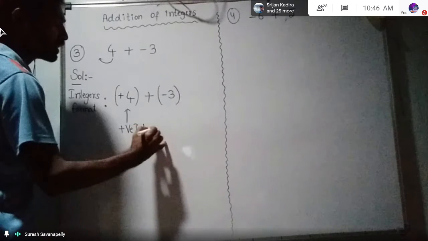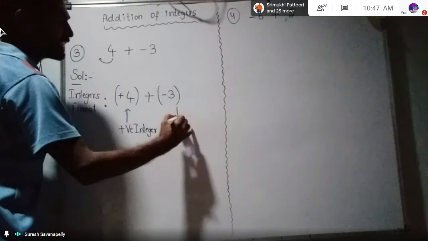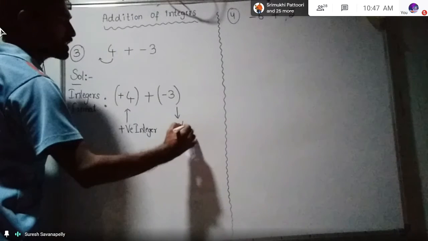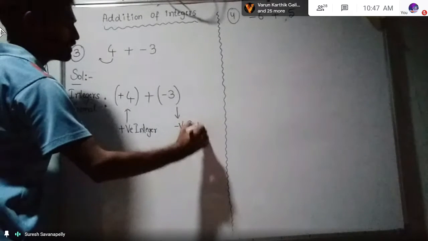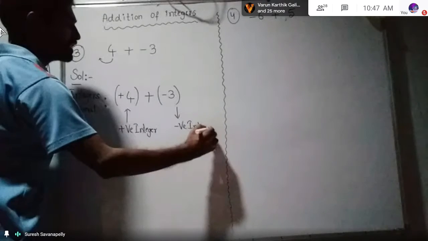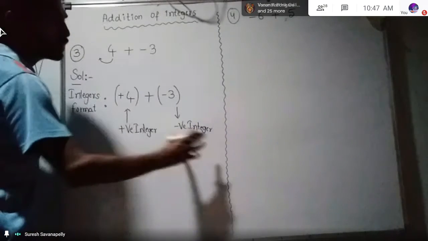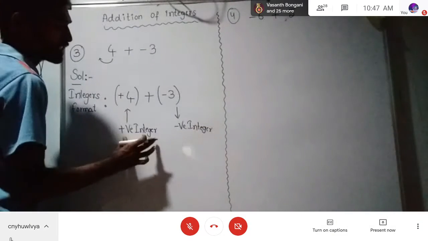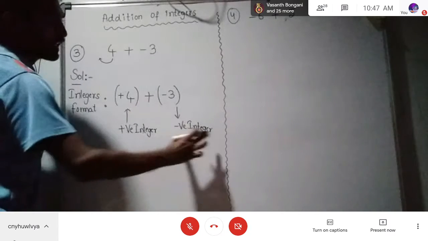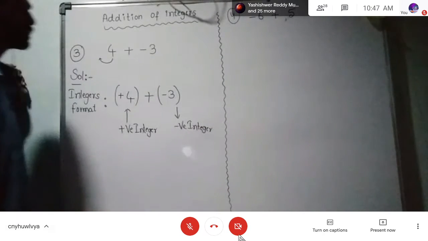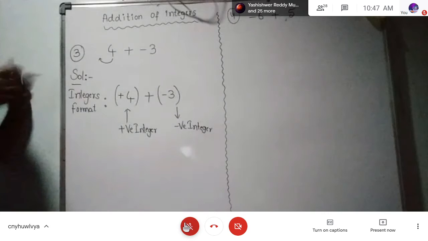Minus 3 is what type of integer? It's a negative integer. Now, a positive integer is added to a negative integer. So, how is it going to happen? The result is going to happen in what way?